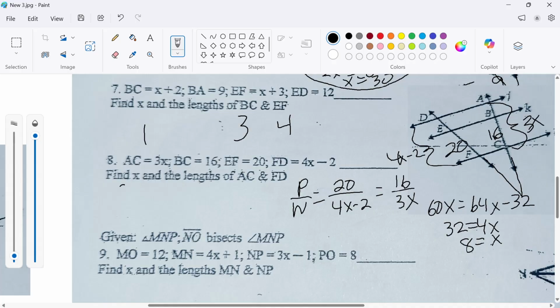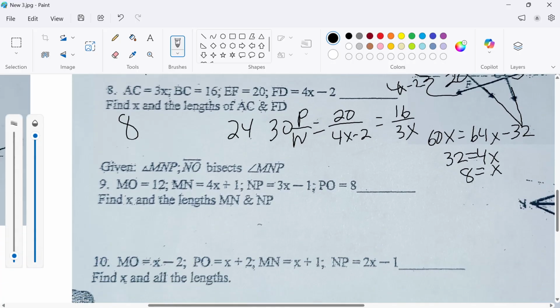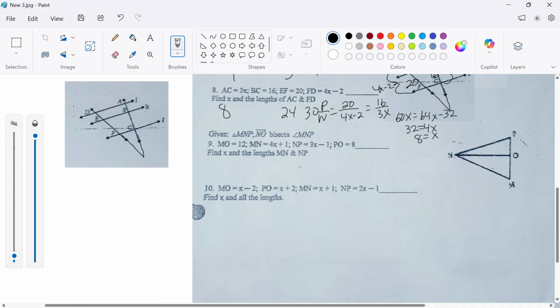And so 8 is x. AC was 3x, so 3 times 8 is 24. And FD is 4x. 4 times 8 is 32 minus 2 is 30. Yep, there it is. Okay, now is this a new one?